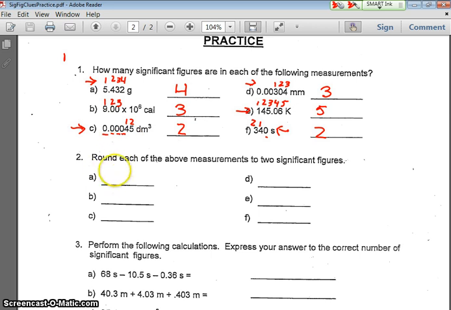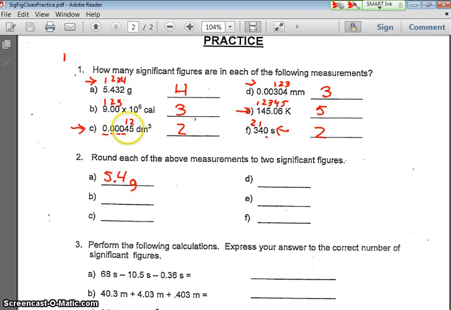All right, let's try this next little section here, rounding. So again, let's go through and try them. I need to round 5.432 to 2 significant figures. Let's see what it looks like. All right, 5.4, that gives me 2 sig figs, right? I'm going to look at the decimal right after. The 3, that's not going to need to round the 4 up. It's going to round down, so 5.4 grams is my final answer, rounded to 2 sig figs.